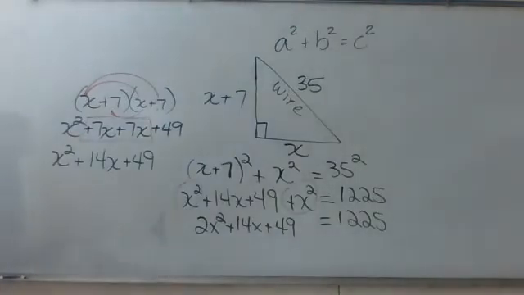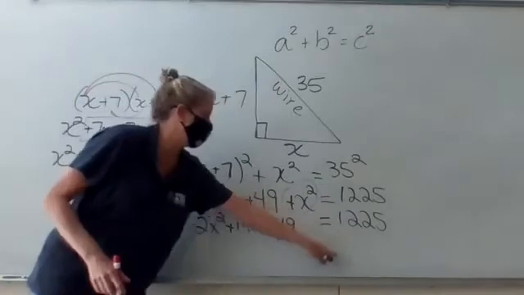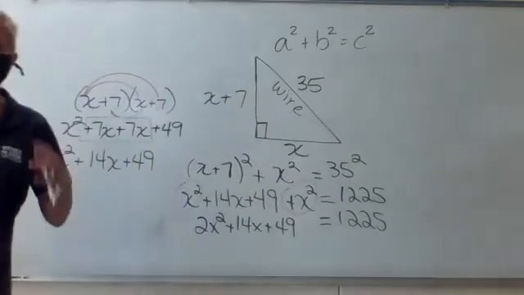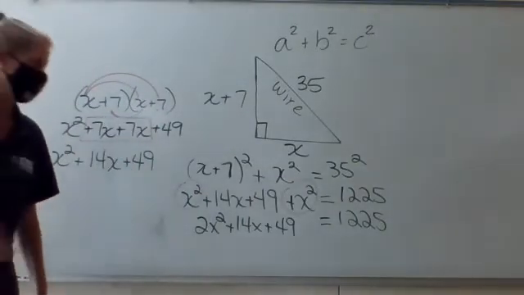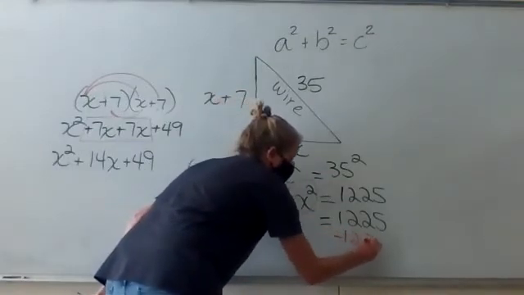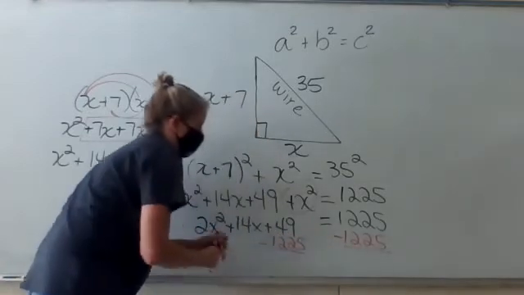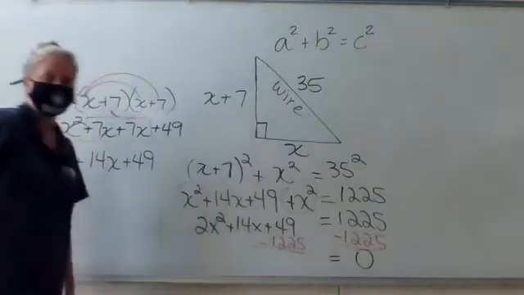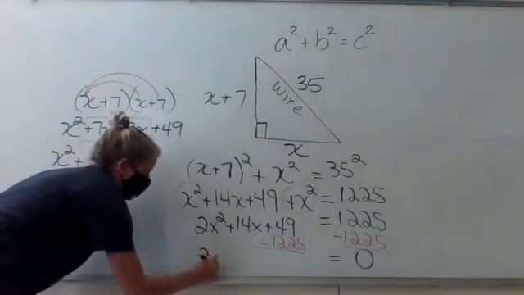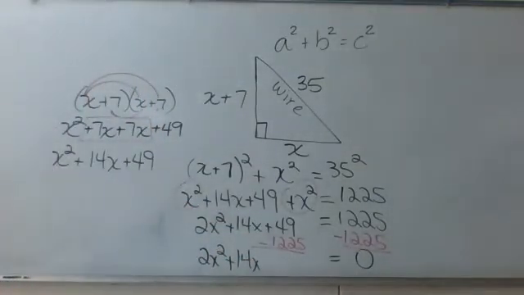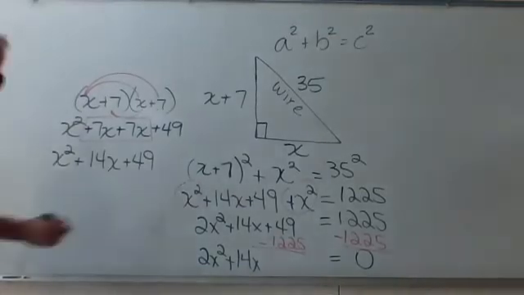Now I'm going to subtract that 1225 so that I can put this term over here, because before you can do A, B, and C in your quad program, all the terms have to be together. So I'm going to subtract 1225. To see what I got: on the right, I got 0. On the left, I have 2x squared plus 14x, and then I'll do the 49 minus 1225, which gives me negative 1176.